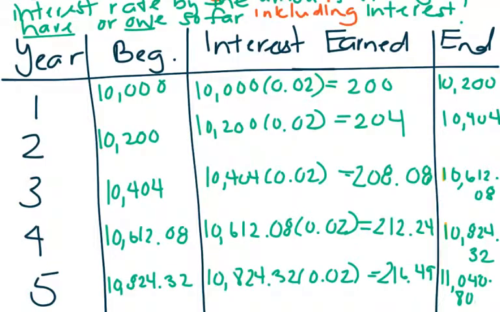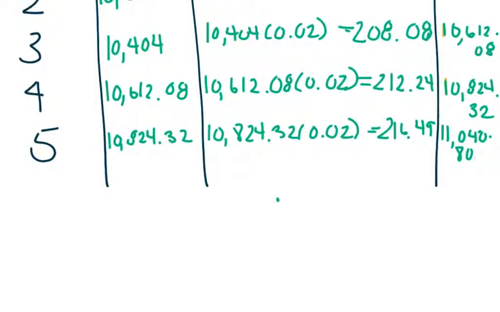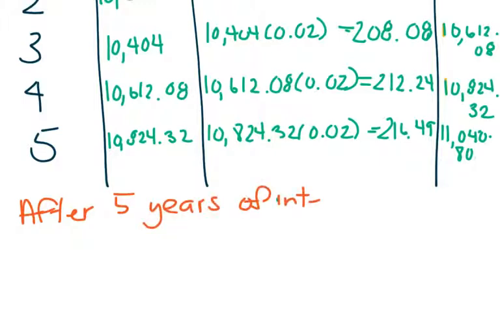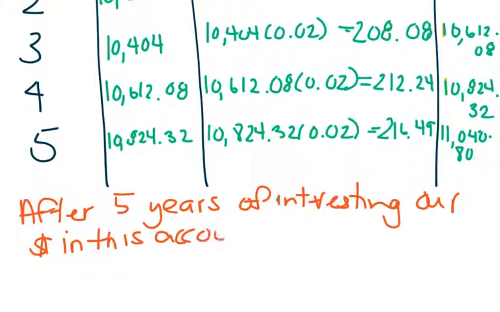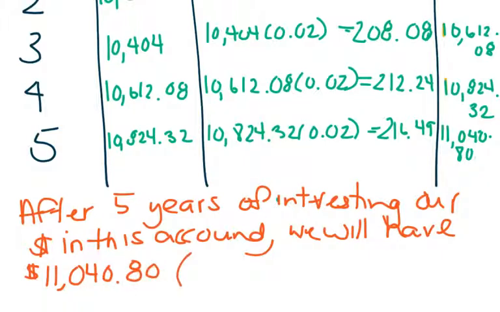All right, so let's make our final sentence. So we're going to say, after 5 years of investing our money in this account, we will have our final total here, which is $11,040.80. So how much interest is that?